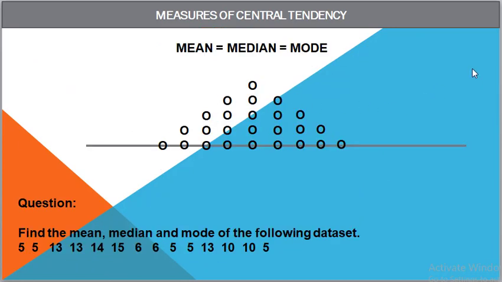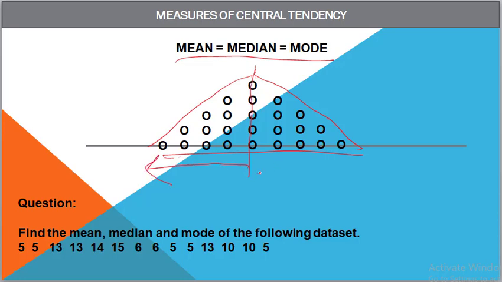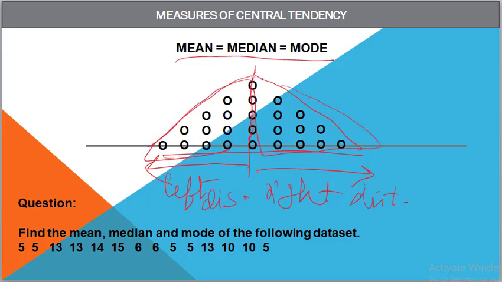Let's take a very special consideration. Here mean is equal to mode is equal to median. Here the mean, median, and mode are all equal. Why? This is a very symmetric distribution of the numbers. If I draw a line from the center, the left distribution is exactly symmetric to the right distribution. So this is your right distribution, and this is your left distribution. The left distribution is exactly similar to the right distribution.